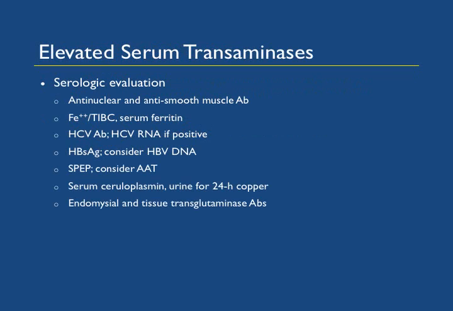As a review, the approach to the patient with elevated serum transaminases is illustrated in this slide. The serologic evaluation includes anti-nuclear and anti-smooth muscle antibodies, total iron binding capacity and serum ferritin, hepatitis C virus antibody, and if positive, hepatitis C viral RNA by PCR. Hepatitis B surface antigen with a consideration for a determination of hepatitis B viral DNA levels, serum protein electrophoresis, and consideration of an alpha-1 antitrypsin level, serum ceruloplasmin, and a confirmatory 24-hour urine copper. And finally, endomysial and tissue transglutaminase antibodies.